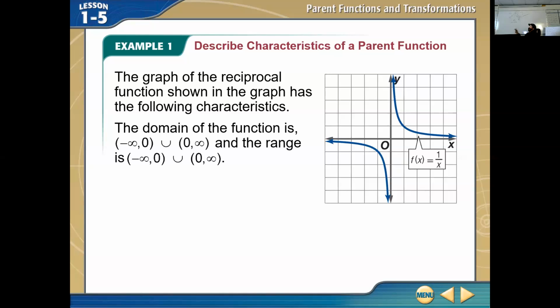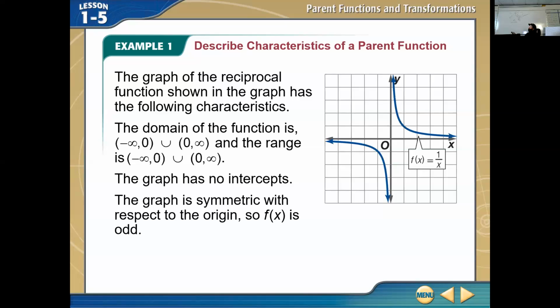So again, it's just from the nature of it. If we plug a 0 in for x, we become undefined. And because we have a 1 in the numerator, we can never truly get 0. 1 divided by 1,000,000 is still 1 millionth, which is greater than 0. So since we can't touch 0, that means this graph has no intercepts. It doesn't cross the x-axis, it doesn't cross the y-axis at all.